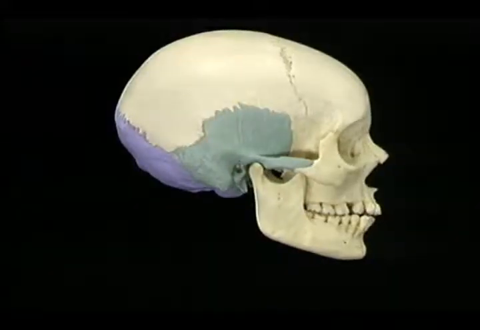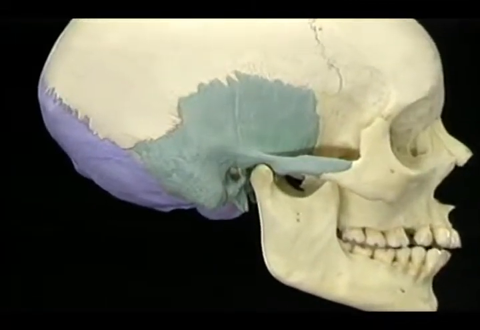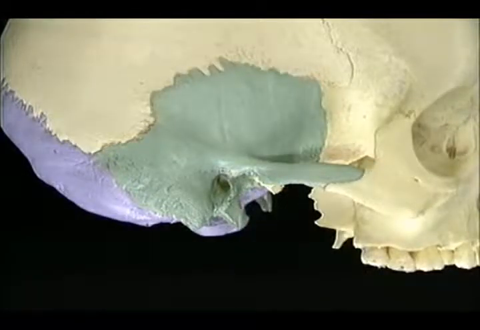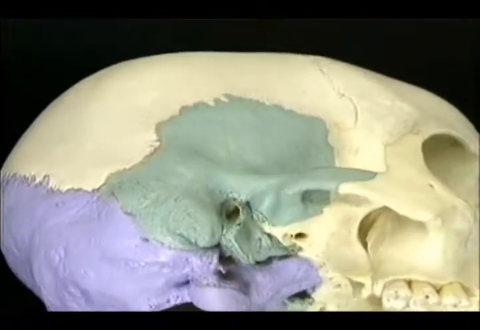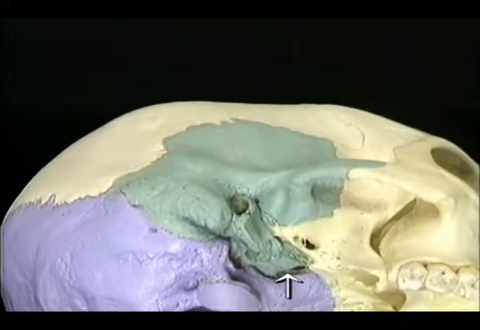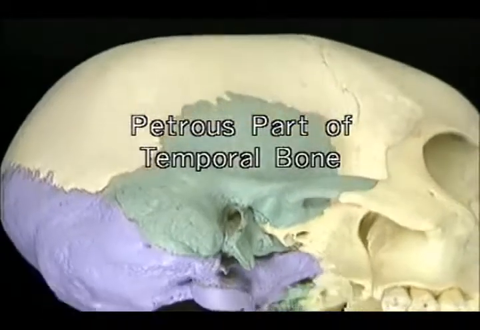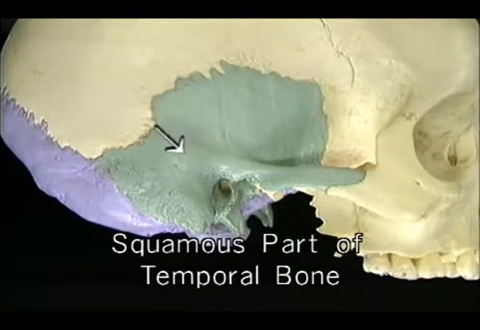Temporal bone. It's quite a complicated bone. To see its full extent, we'll again remove the mandible. The temporal bone goes from here on the outside to here underneath. This is the petrous part of the temporal bone. This is the squamous part.